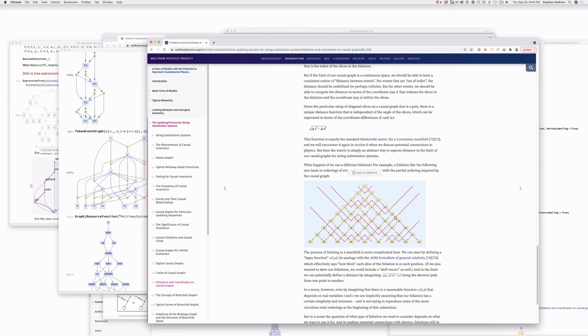Right. So generations are one concept for a foliation. By a generation, we mean a maximal subset, a maximal antichain, if that makes sense. A maximal subset that can be simultaneously done.